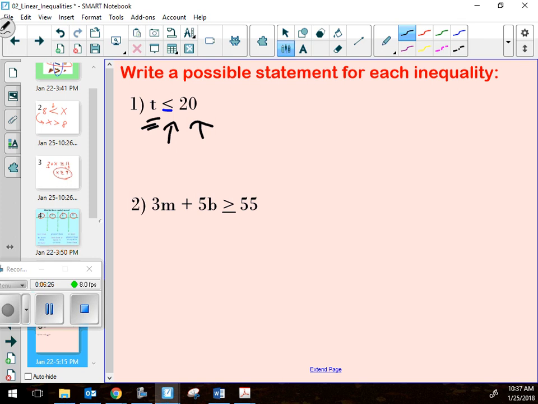And it can be less than that, or it can be equal to that, but then you need to be finished by then. So we had a little interruption there.